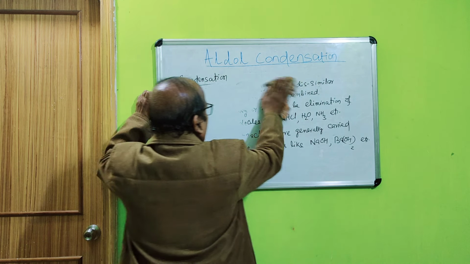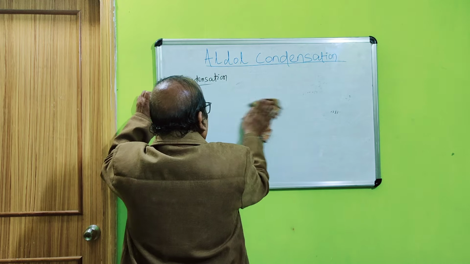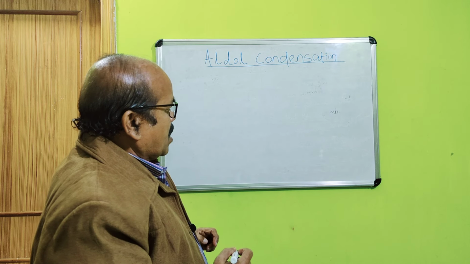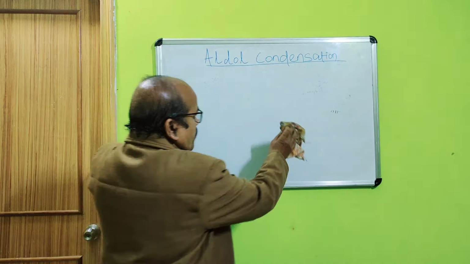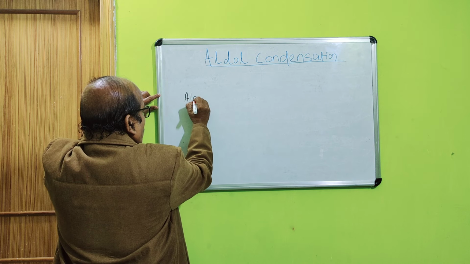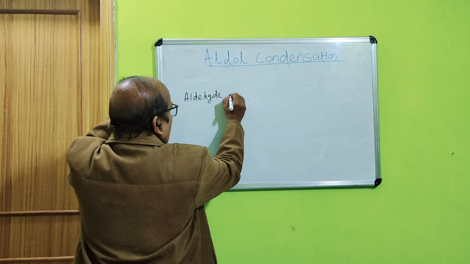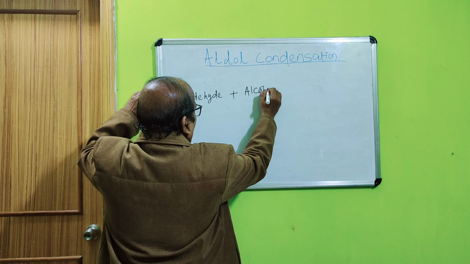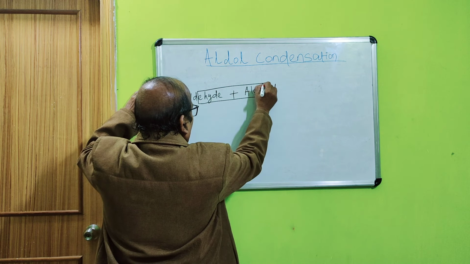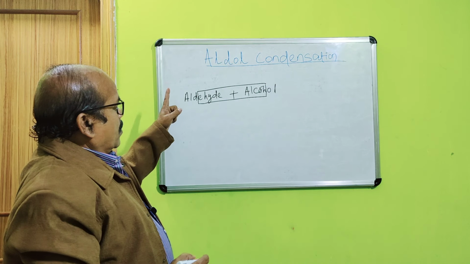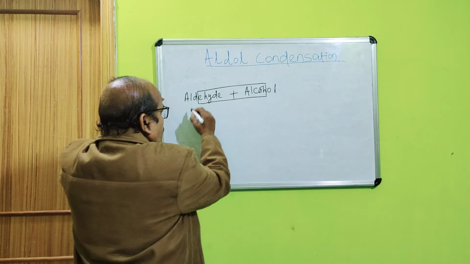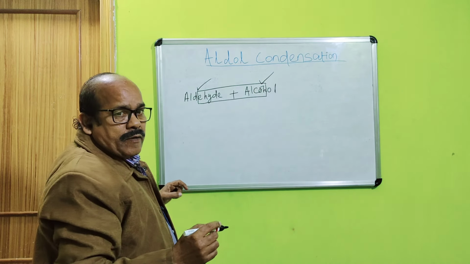Now, why is this reaction called aldol condensation? In this reaction, the product which is formed is an aldol. This means one aldehyde functional group will be there and one alcohol functional group will be there.